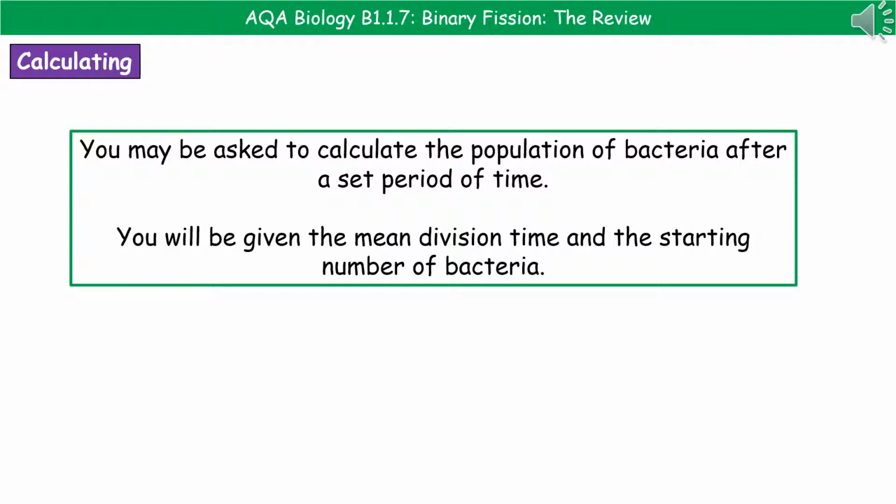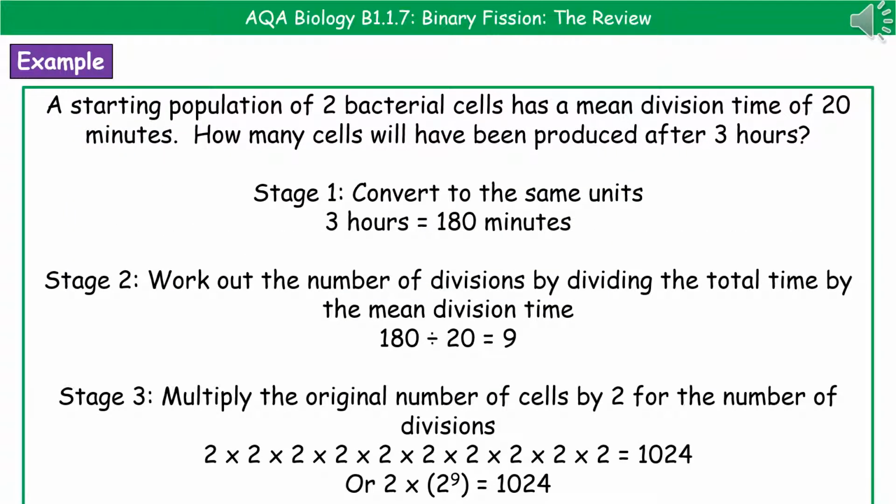One of the things they could ask you to do is to actually calculate the population of bacteria present after a certain period of time. So what they'll actually give you in the question is all the information you need to do this. You'll have your starting number of bacteria and you'll have the mean division time. If we have a look at how to do this with an example then. A starting population of 2 bacterial cells has a mean division time of 20 minutes. How many cells will have been produced after 3 hours?